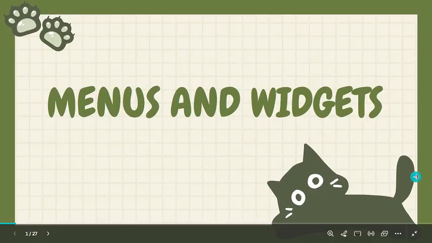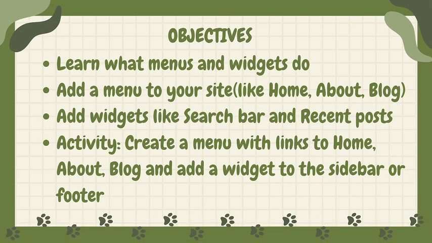So let's go back to our slide. Our objectives for today: we're going to learn what menus and widgets do. We'll add a menu to our sites, like home, about, or blog. We'll add widgets like a search bar and recent posts. Then we'll do an activity: create a menu with links to home, about, and blog, then add a widget to our sidebar or footer.